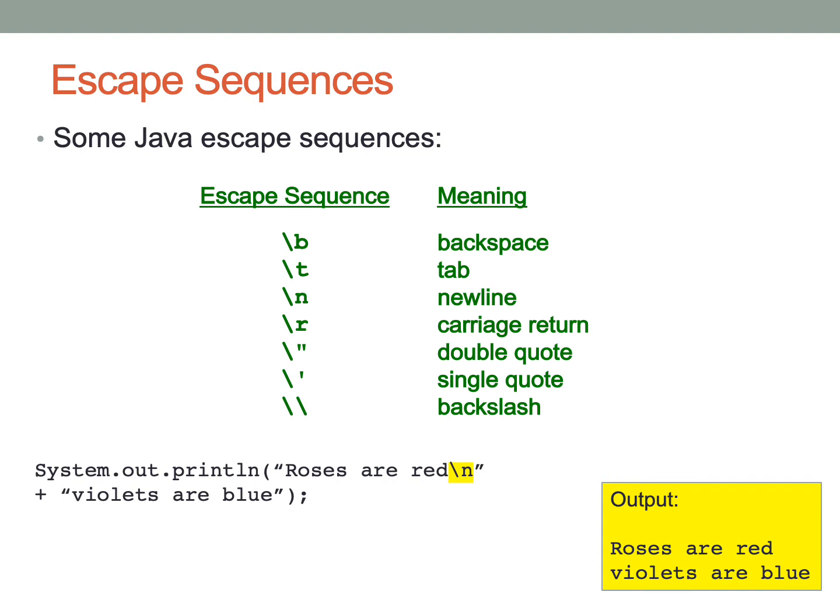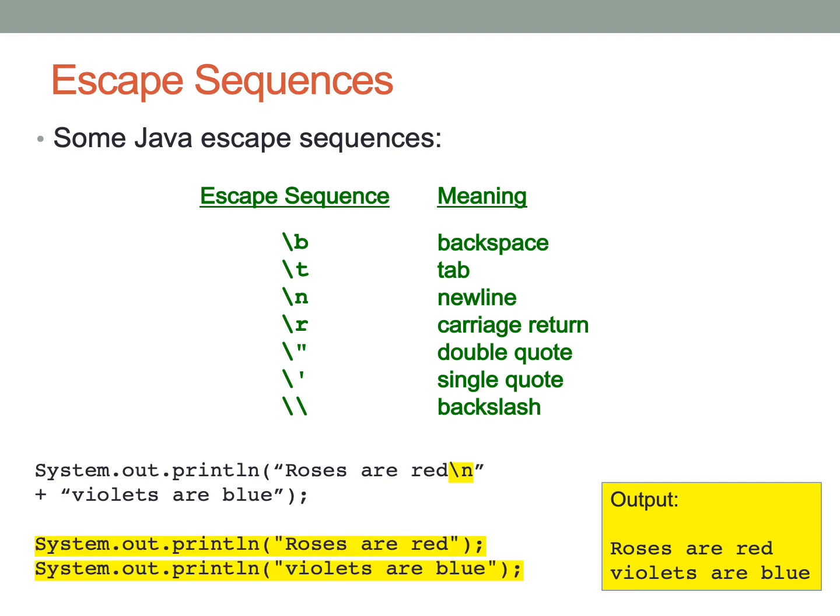\n is for new line. It is useful when you want to get to a new line within your sentence or at the end of it. For example, over here we have System.out.println roses are red \n violets are blue. It will display roses are red in one line and in the next line violets are blue. This is the same if we use two print lines: System.out.println roses are red, and in another System.out.println violets are blue. So you can choose to use either the escape sequence \n or several print lines.